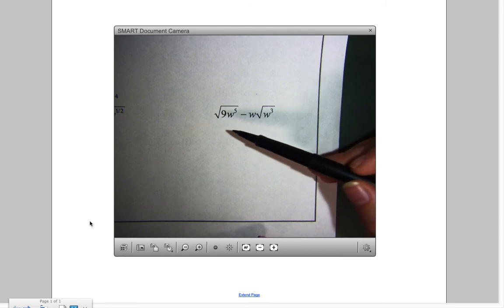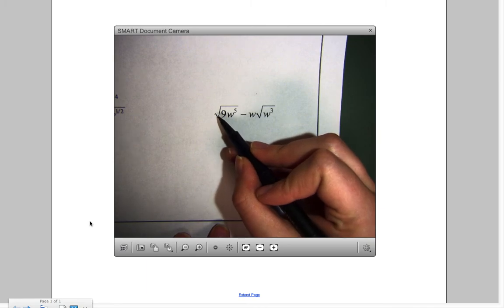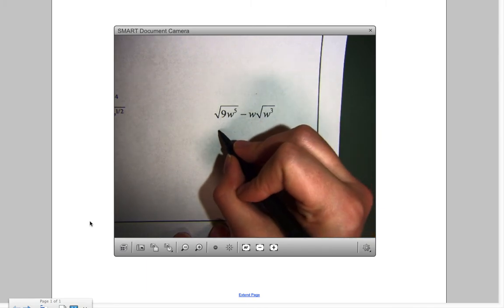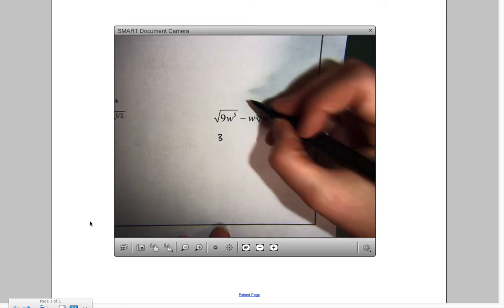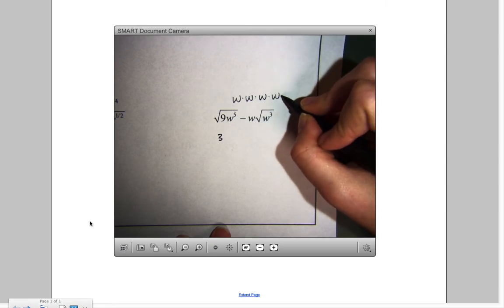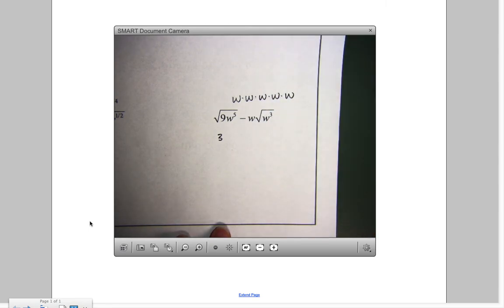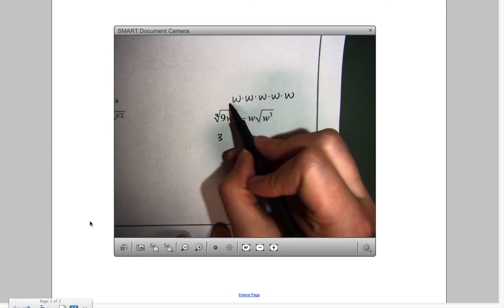Okay, I'm going to skip down to this one. Here we're subtracting. In order to subtract, what's underneath the radical has to be the same. So I'm going to see if I could simplify either one of these. Let's start with the first one. The square root of 9, that's 3. The square root of w to the 5th. Write it out if you need to. W to the 5th is w multiplied by itself 5 times. We're looking for groups of 2 because that's the index.